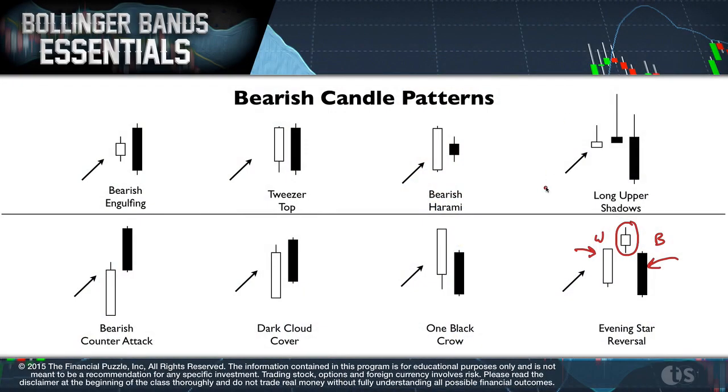And then the other pattern here is not really a pattern. It's the same thing I did with the bullish formations. It's the long upper shadows. You see these long upper shadows? When you start to see those at upper bands, when you start to see those at middle bands, that is a lot of selling pressure. Be prepared.